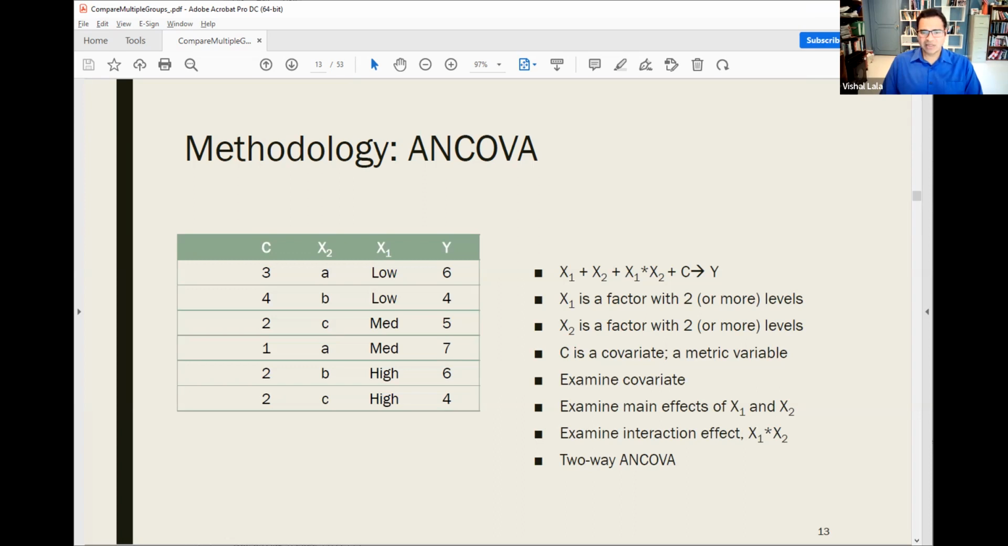Our equation has four terms: one for x1, x2, the product of x1 and x2, and finally c, the covariate. Usually we're not interested so much in the effect of the covariate. We only include the covariate to remove any noise variance in our data, to lead to a more sensitive test, to really explicate the effects of x1, x2, or the interaction effect, x1 times x2. This is then a two-way ANCOVA.